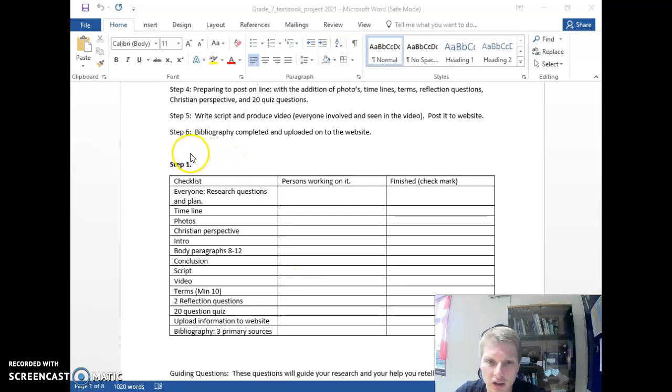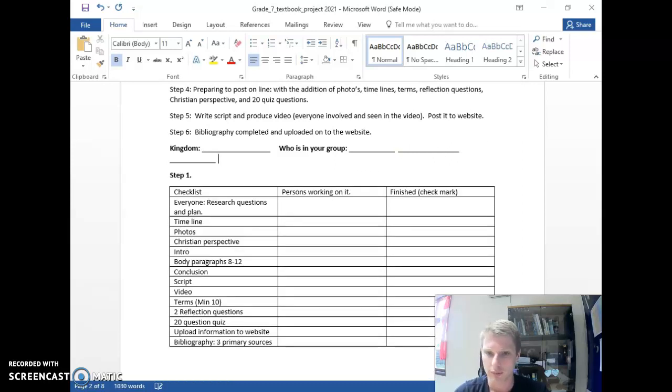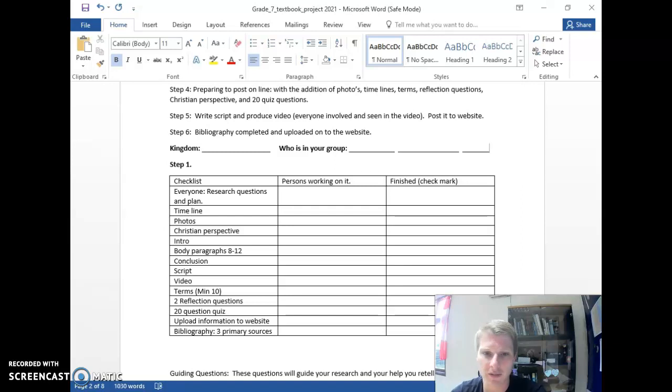Oh, I should include in there, make sure right above here you write down what kingdom you're doing. We'll go: kingdom blank, the kingdom that you're doing, and who is in your group. One, two, three. Oops, sorry for making edits on the fly. So that's the first thing.